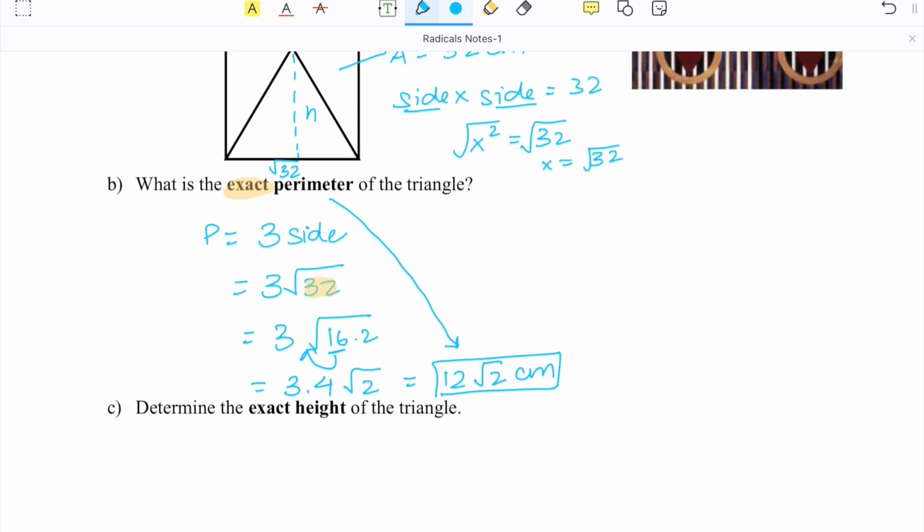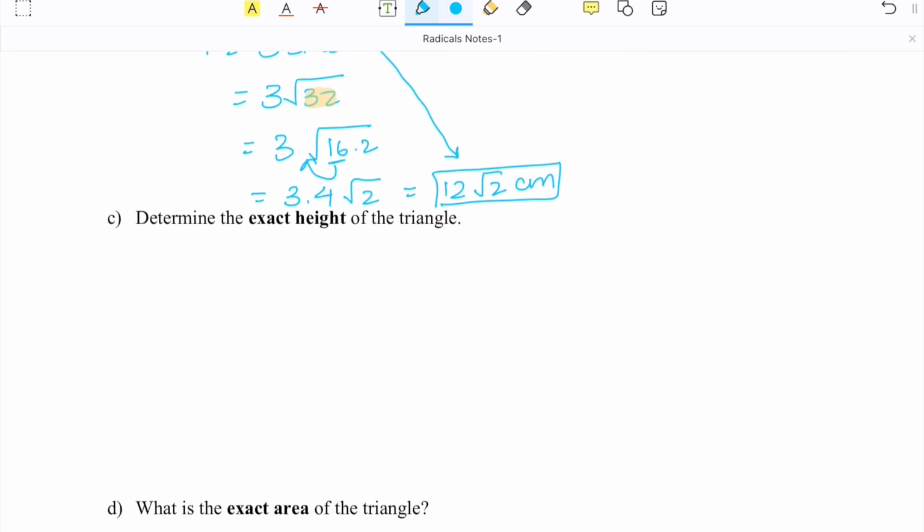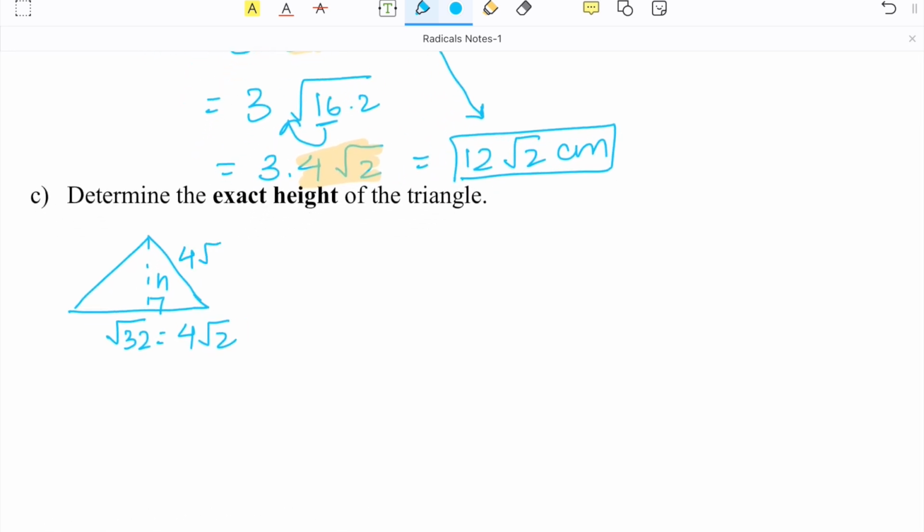No? Okay. So now they're asking us to figure out the exact height of the triangle. So let's just draw the triangle over here. We know this is the height. And that this was root 32, which when simplified was written as 4 root 2, right? So we can use the Pythagorean theorem to figure out the height, because this side over here is also 4 root 2. So height squared plus 4 root 2 squared is equal to your hypotenuse, which is 4 root 2 as well.